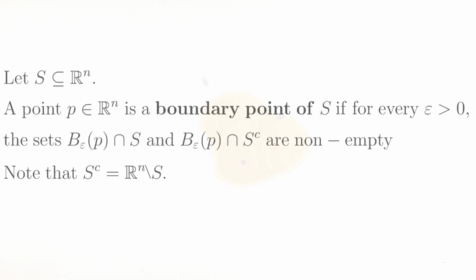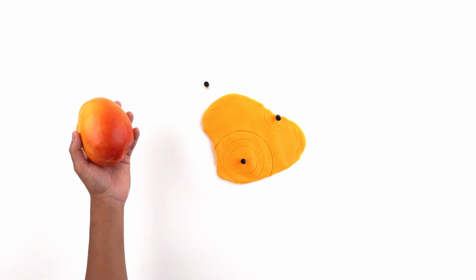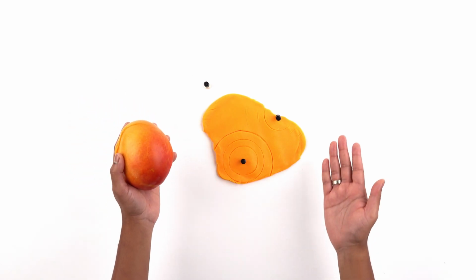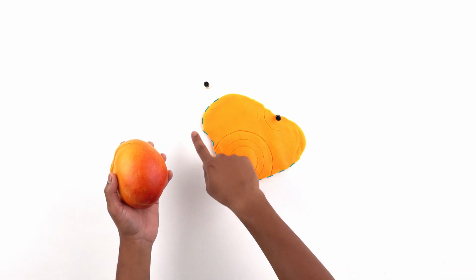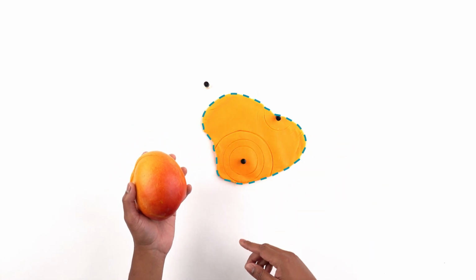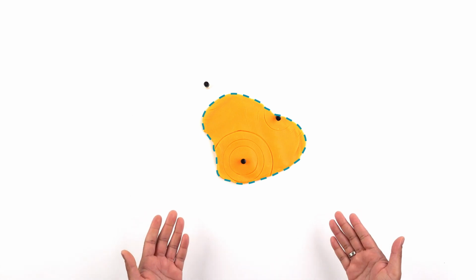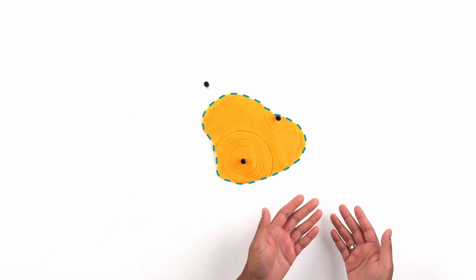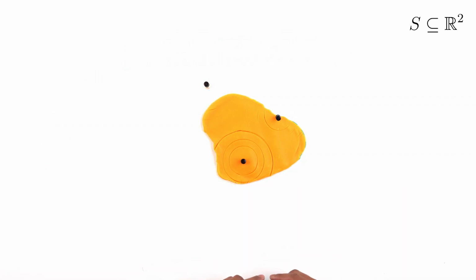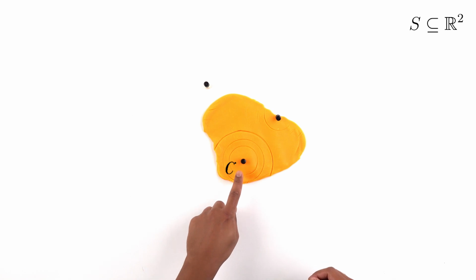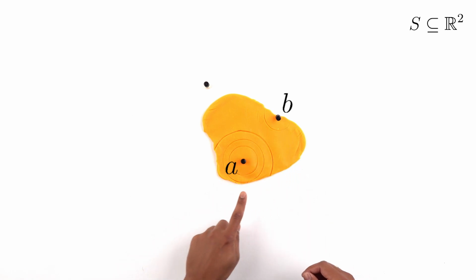Let's apply this definition to our mango. We will visualize our 3D mango with this 2D mango. We want to understand how to distinguish the edge of a mango. This dough will be our two-dimensional mango. Think of it as a set S lying inside of two-dimensional space. We have already chosen 3 different points in two-dimensional space, and we'll check if they are boundary points of S using our definition. Here is point A, point B, and point C.